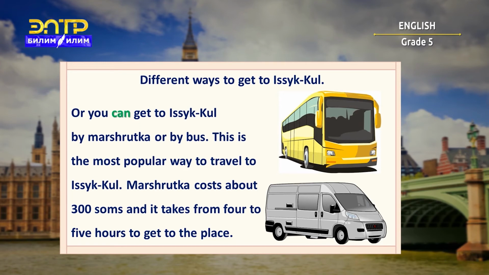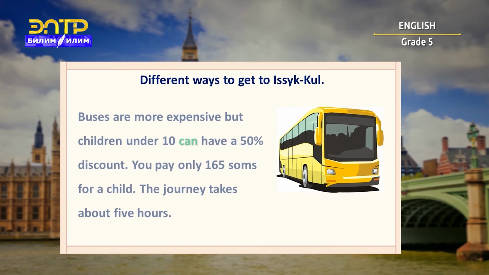Marsrutka costs about 300 soms and it takes from 4 to 5 hours to get to the place. Buses are more expensive, but children under 10 can have 50% discount. You pay only 165 soms for a child. The journey takes about 5 hours.